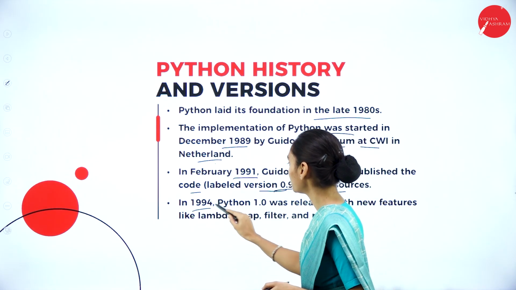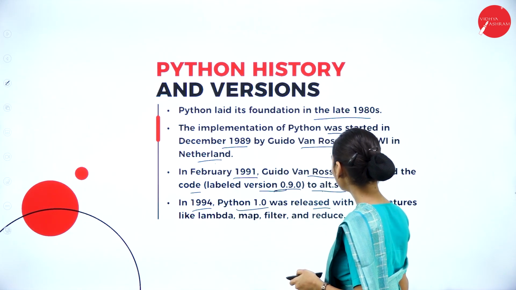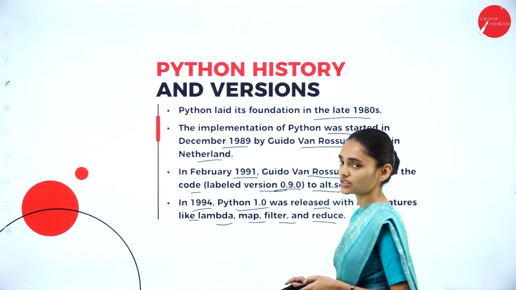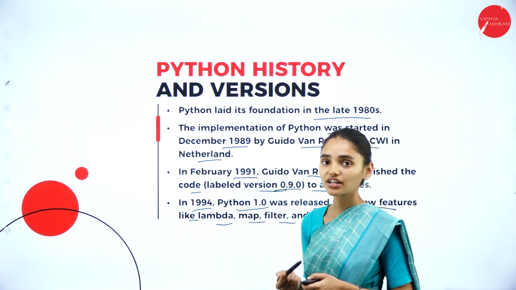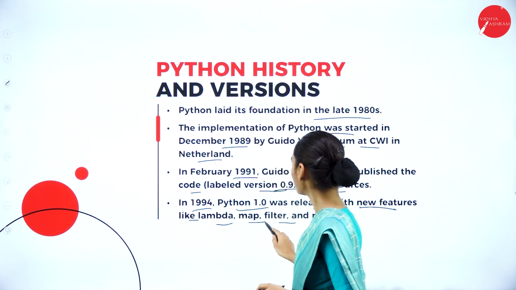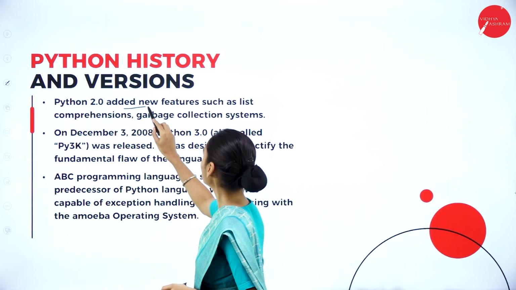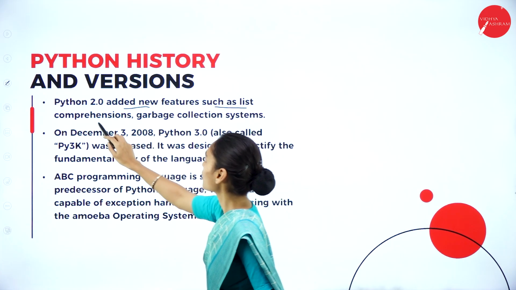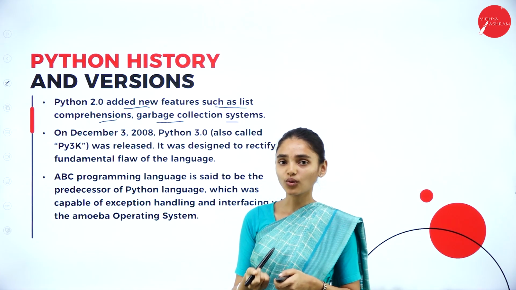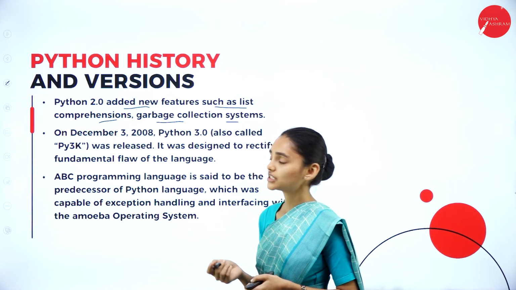In 1994, Python 1, the first version, was released with new features like lambda, map, filter and reduce. Python 2.0 then added new features such as list comprehension and a garbage collection system.